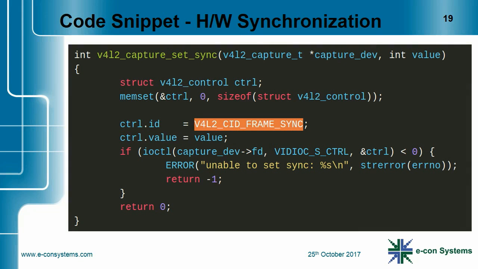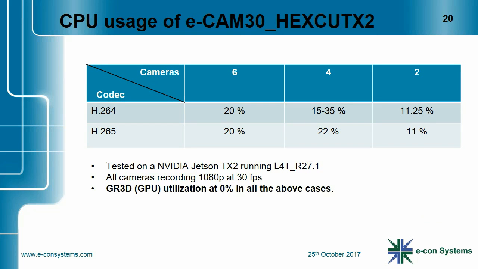This is a code snippet of how we have exposed the synchronization controller in the hardware to the application using the V4L2 CID frame sync command. The application can talk to the actual hardware to enable or disable the synchronization mechanism by passing a value of 1 or 0 respectively.